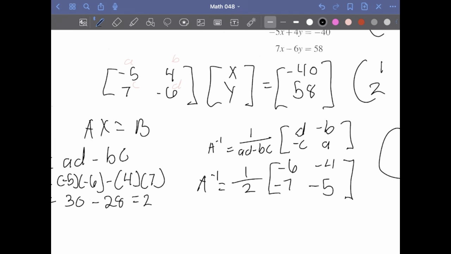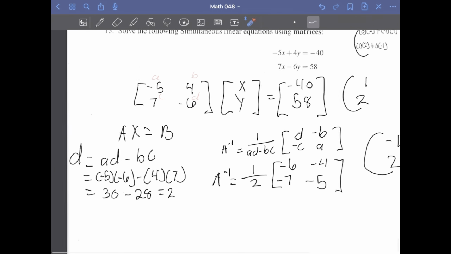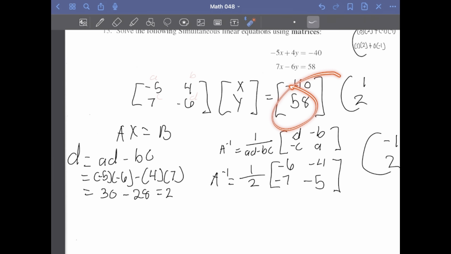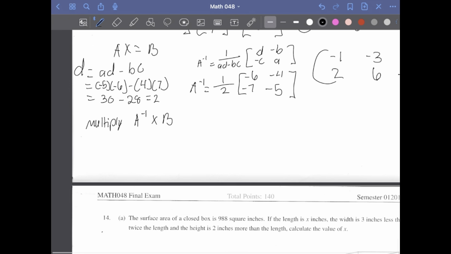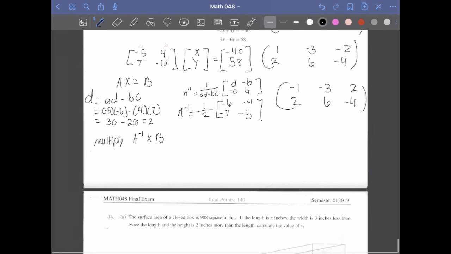So now we're going to multiply A inverse times B. So we have a half, -6, -7, -4, -5 times -40, 58.